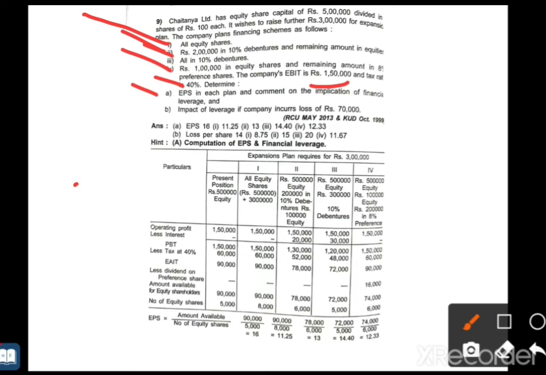Finally, at any cost we have to identify EPS, because based on the EPS we come to the conclusion how it is going to impact the financial leverage of the company. And second one is what if the company incurred losses of 70,000, so what is the impact on leverage also. So both we have to calculate. But before going to calculation of EPS, the formula: EPS is equal to amount available to equity shareholders divided by number of equity shares.